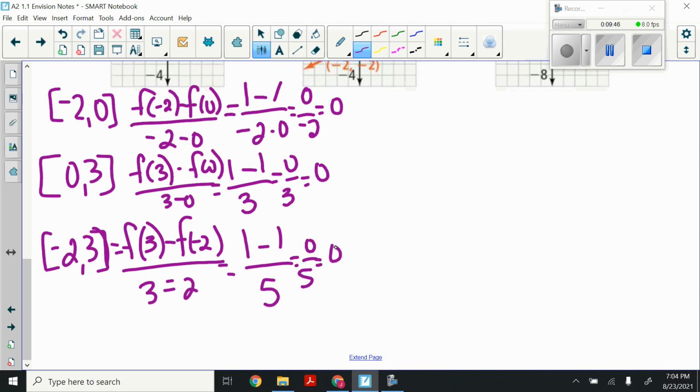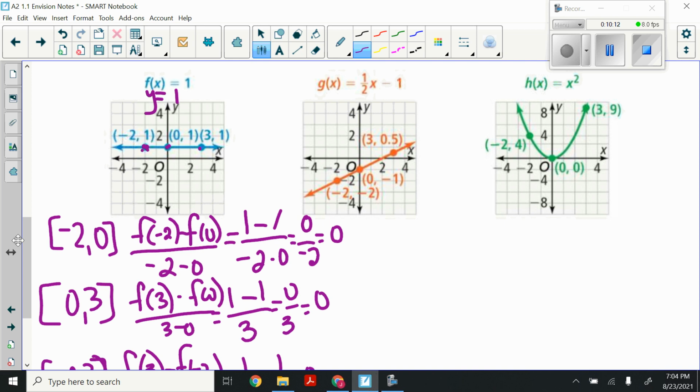Okay. What do we notice? We notice that we had the exact same average rate of change each time, of 0. So here we had the same rate of 0. Therefore, my three little dots means therefore, this is a constant rate. It's a horizontal line. So now we're going to do the same thing with this next one.